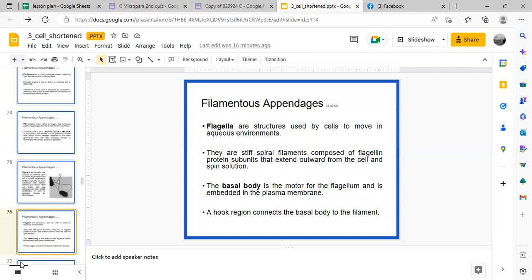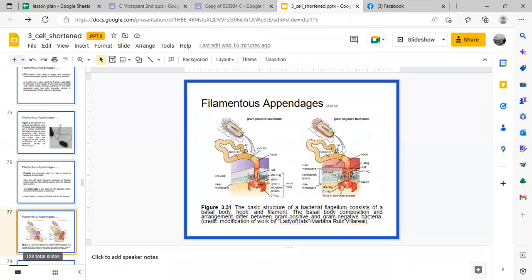Okay, next is flagella. So ito important sa movement. So flagella are structures used by cells to move in aqueous environments. Okay? So gawa siya sa protein flagellin and they extend outwards from the cell and spin in solution. So anong components ng flagella? So you have a basal body na naka-embed dun sa plasma membrane. Tapos may hook region ka, tapos doon nakakabit sa filament.